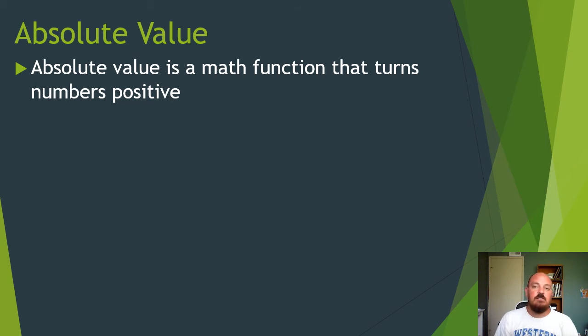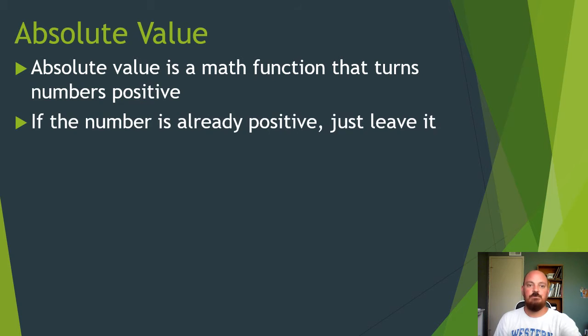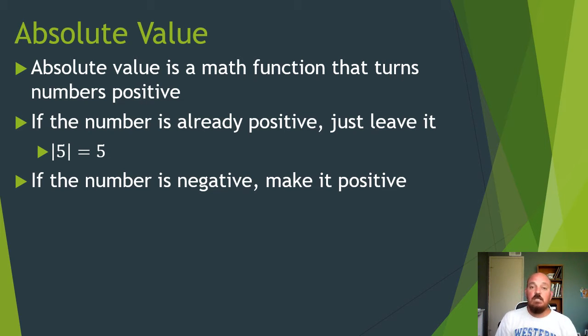What absolute value is, it's a math function that turns numbers positive. Just automatically makes it positive. So what that means is if the number is already positive, just leave it. It doesn't change it. So we go back to my example from earlier. Absolute value of 5 just equals 5. 5 is already a positive number. If the number is negative, then it makes it positive. So the absolute value of negative 17 equals positive 17.